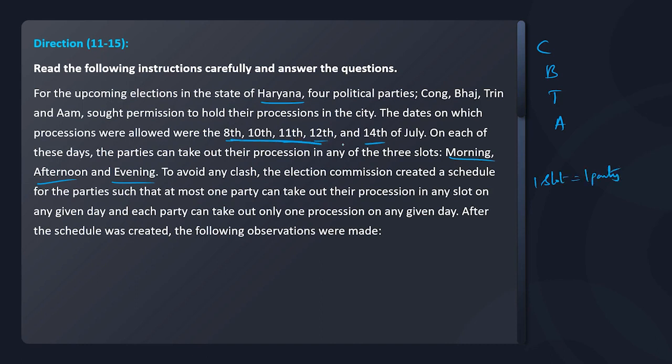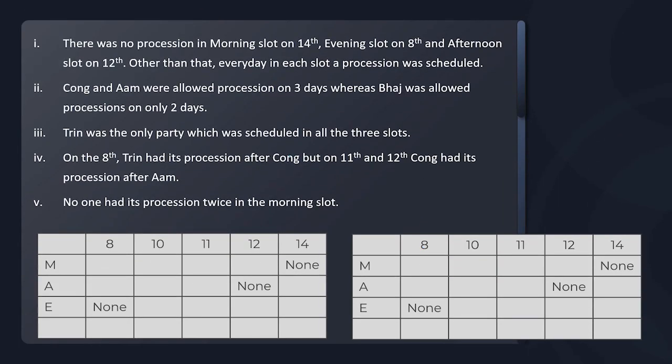Totally how many slots? We have 5 days. Per day, 3 slots, 15 slots. 1 slot, 1 party. And the other condition is that only 1 party can come each day, so every party can have only 1 slot in a day. Okay, right? So every day there has to be 3 different parties. Why? Because no party can repeat on the same day, which means for 3 slots, there should be 3 different parties. That's basically the possibility.